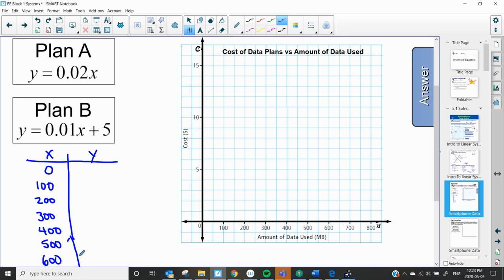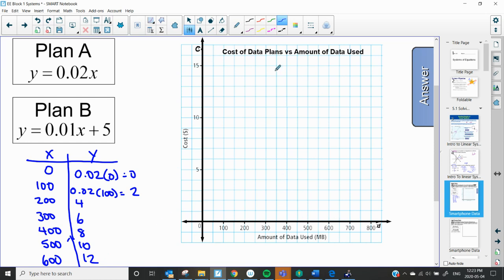Now, I can plug these all into my calculator. I can go 0.02 times 0 equals 0. I can go 0.02 times 100 equals 2, and so on. And I can get those values that way. So I'm going to have 0, 2. I'm going to keep substituting in, so I'll save some time here: 4, 6, 8, 10, and 12. Okay, so I would have calculated these all on my calculator.